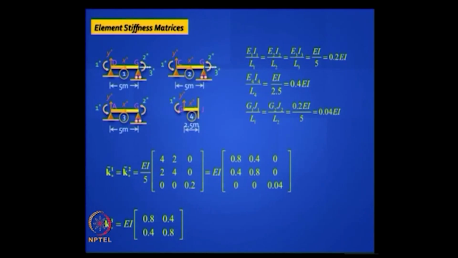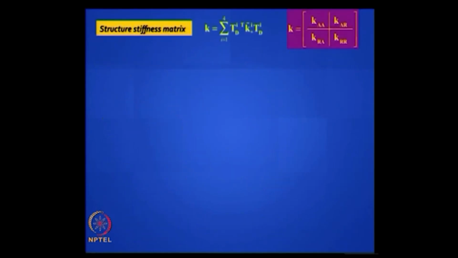And for the last element, what will it be? It's going to be 1 by 1. It's a cantilever, right? So what will be the formula? EI by L, that's it. And L for this is 2.5 meter. So you are ready with all the K matrices. You've got the T matrices, TD matrices.